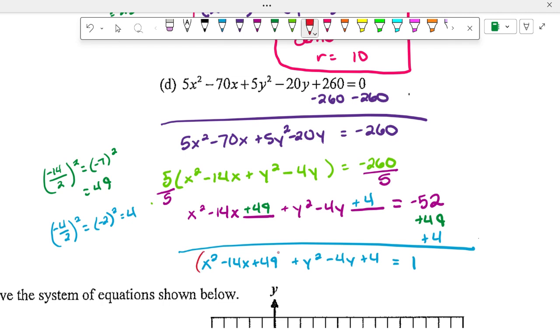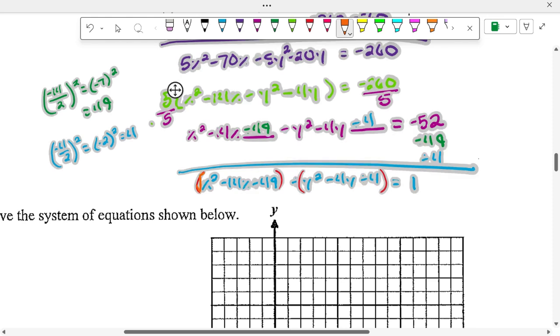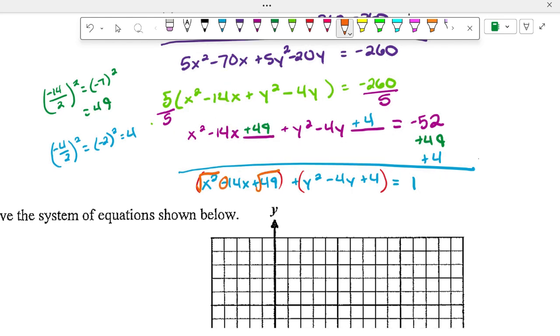And again, you can put these in parentheses if you want that separation. What's my last step? So factor. So square root the first, keep the sign of the second, square root the last. So what's my binomial for the x's? X minus 7 all squared plus y minus 2 all squared, and it's equal to 1. So that's my equation of the circle. So what is my center? 7, 2. What's my radius? 1.